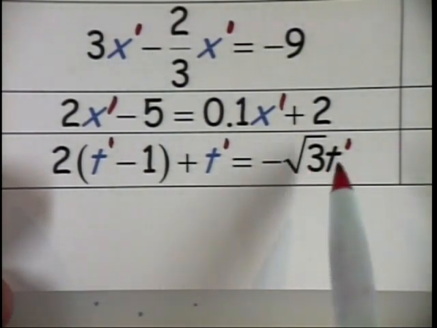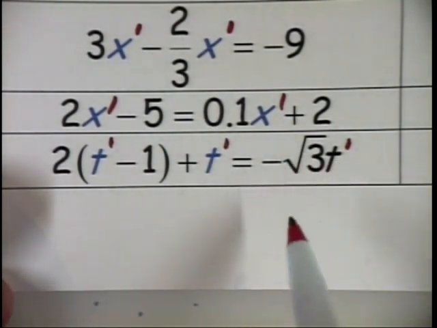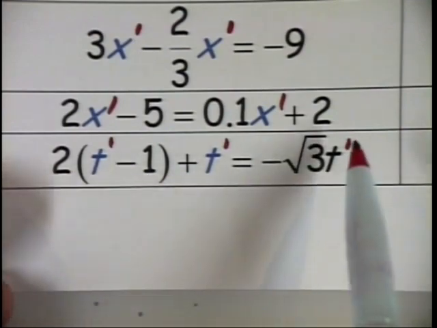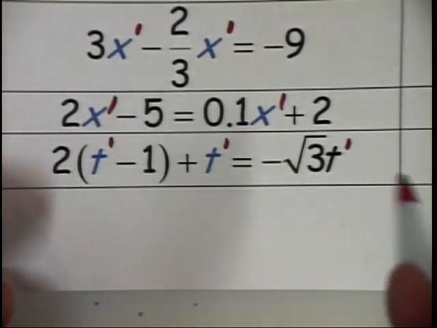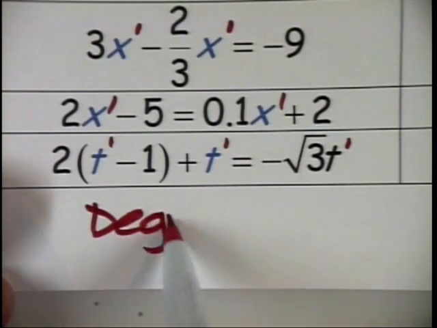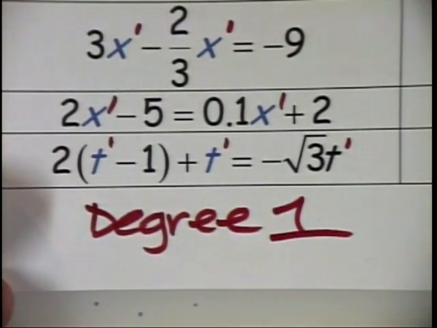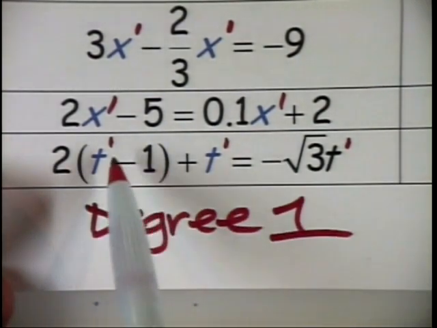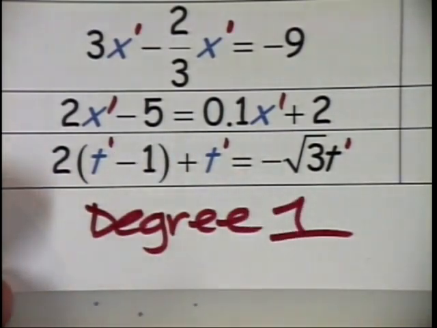This is the square root of 3 times t, where t is outside the radical. So all my t's in here are to the first power. That's important. We call those degree 1. Degree 1 equations are linear. The degree is just the largest exponent on any variable term. And when they're all 1s, we say it's linear. Let's look at some nonlinears.